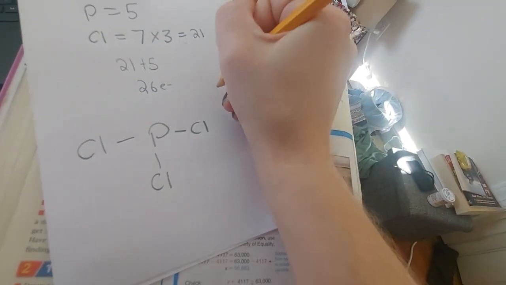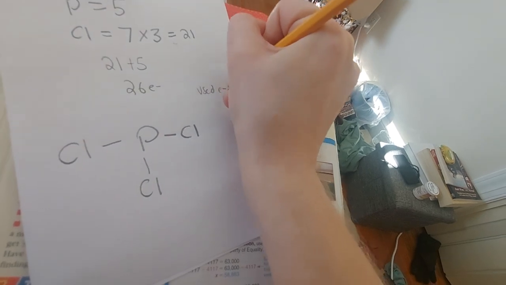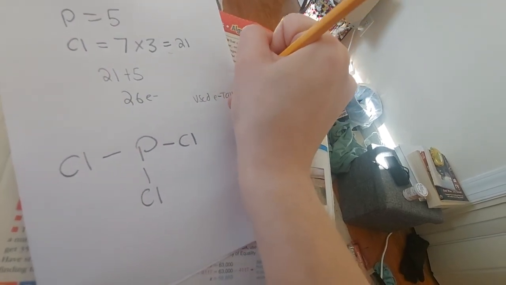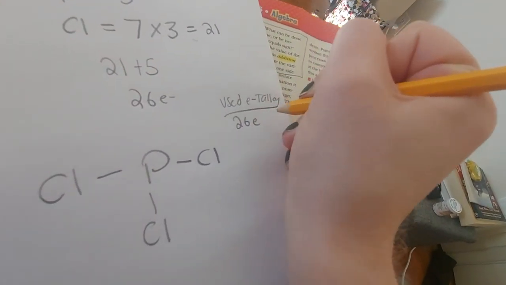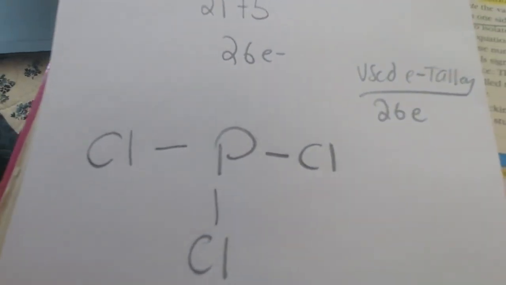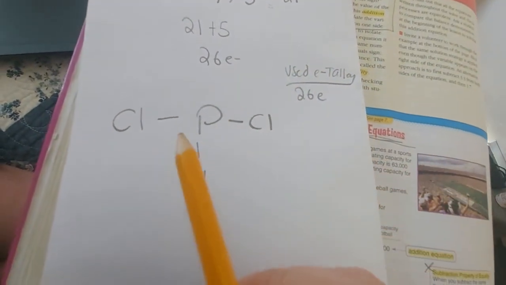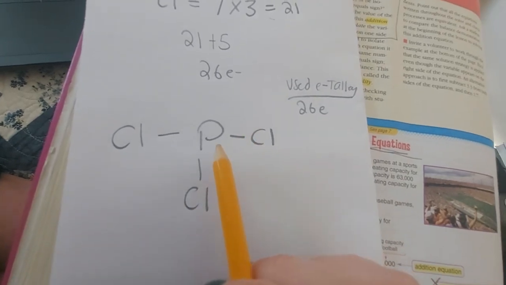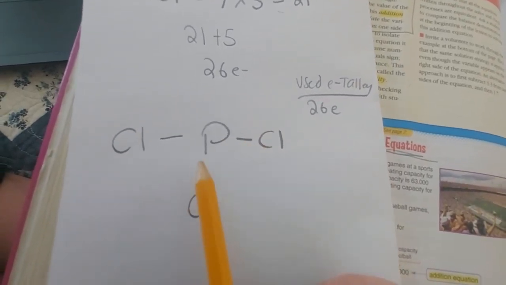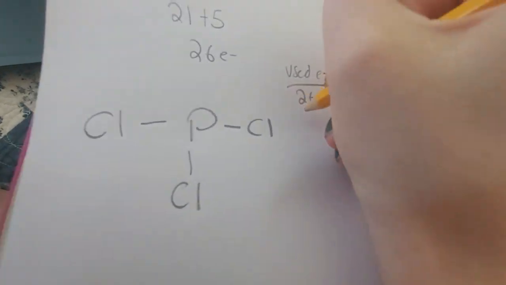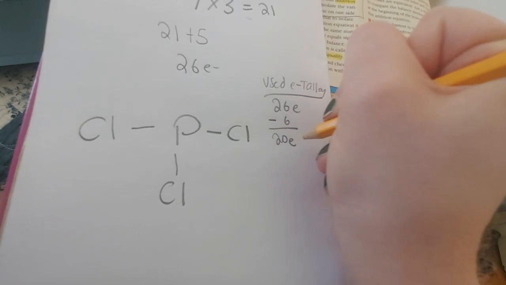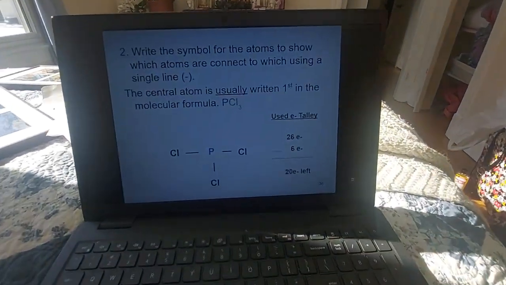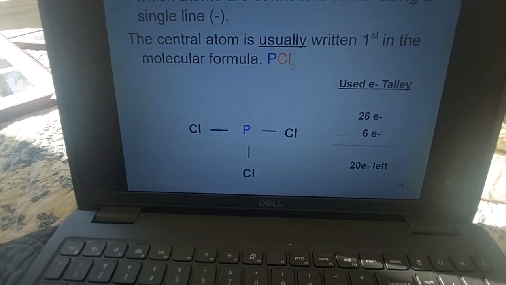Now we're going to do a used electron tally. We started with 26 electrons, and we just used 6 of them. You might be wondering how that is 6. Remember, a line represents 2, so I have 1, 2, 3, 4, 5, 6. So 26 minus 6 means we now have 20 electrons left.